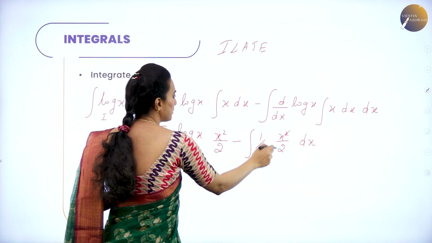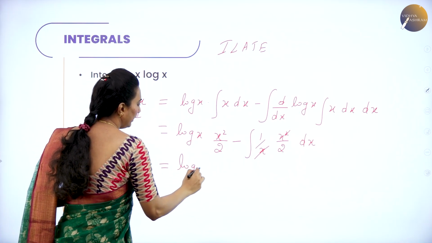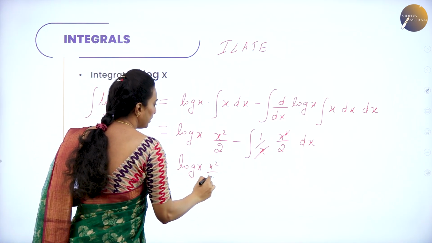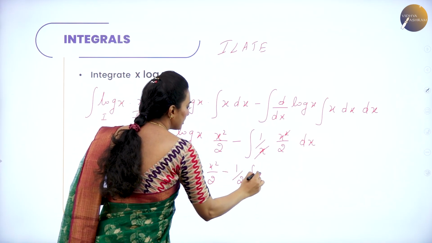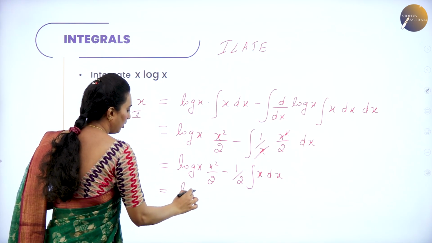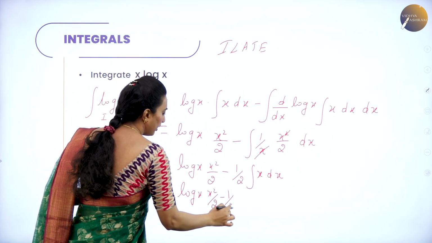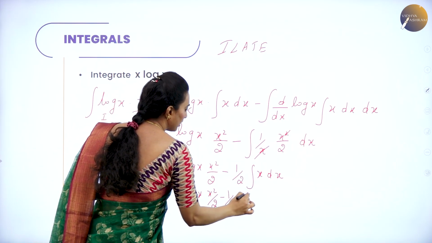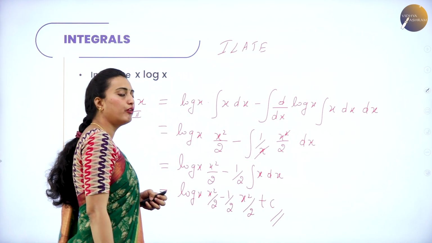Now remaining is x by 2. 1 by 2 you can take outside. So log x into x square divided by 2 minus 1 by 2 you can take outside. Remaining is nothing but x into dx. Now again integrating that, log x into x square by 2 minus 1 by 2. Integral of x is nothing but x square divided by 2 plus c. And this is your final answer.